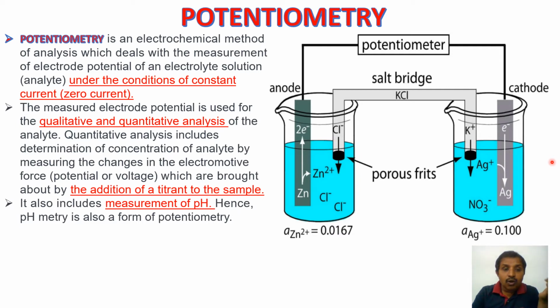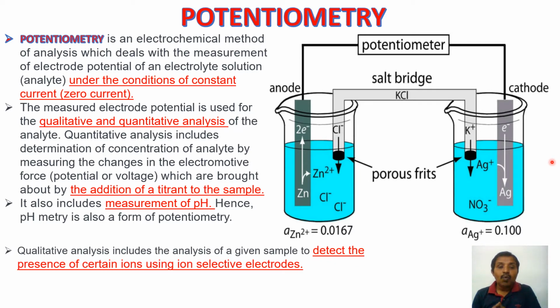Now, it also includes measurement of pH. In this method, when the reaction is taking place between the acid and base, it includes the measurement of change in the pH, that is, hydrogen ion concentration, which is measurement of pH. So this potentiometry method is also called pH metry.